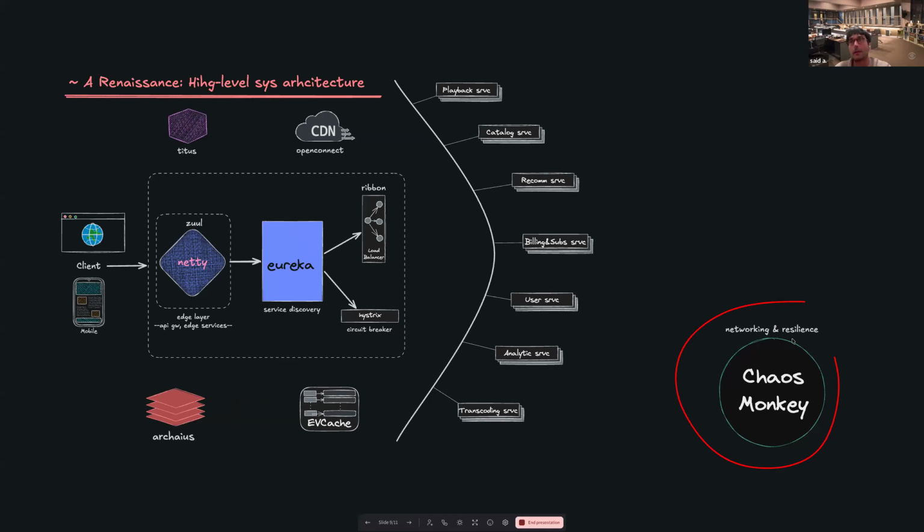And lastly, we have Chaos Monkey. And this Chaos Monkey basically, as I told you, shuts down microservices randomly, regularly or irregularly, and basically wakes them up again and makes them run again. And that's the general idea.